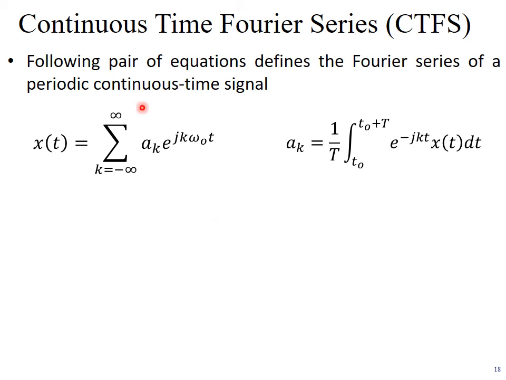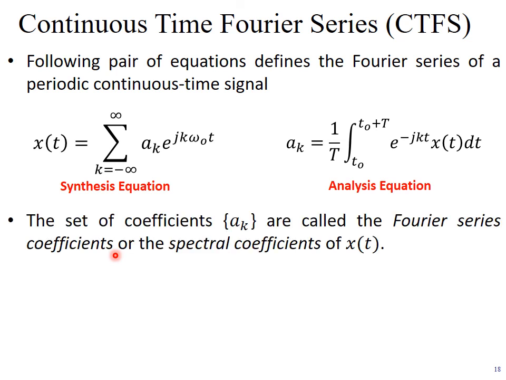Now to summarize, the following pair of equations define the Fourier series of a periodic continuous time signal. This is the linear combination of harmonically related complex exponentials, and the value of ak can be determined using this equation. This equation is called the synthesis equation because it provides the synthesis of the signal, and this equation is called the analysis equation, right? It gives you the analysis in terms of phase and frequency, and also about the frequency contents of the signal.